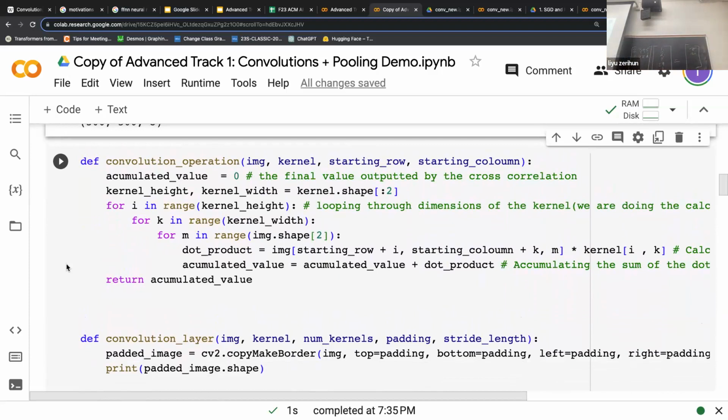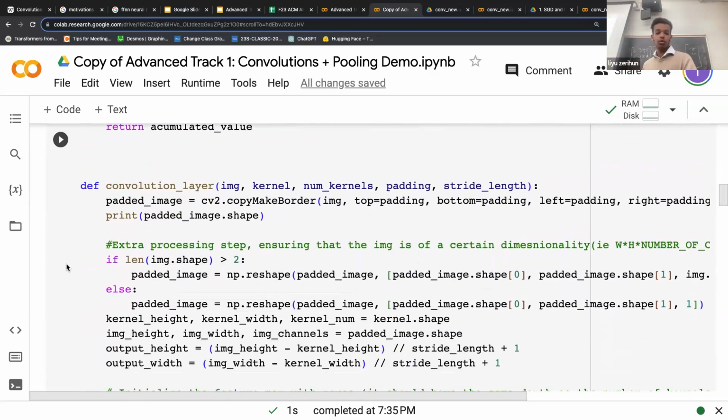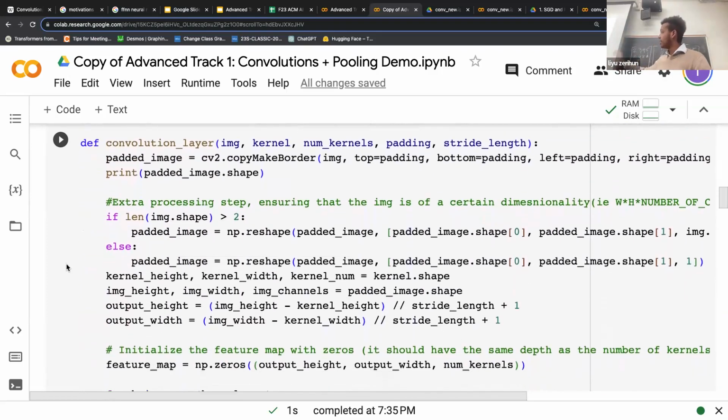So you essentially go to the kernel, and you take a dot product of that kernel, and then you sum that dot product over the different channels of that image. So that's what the convolution operation is. And for time, we'll speed through it. This is the convolutional layer.